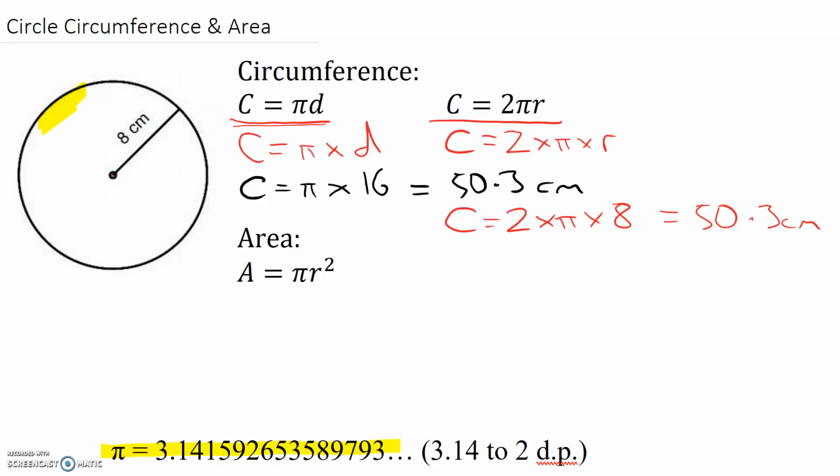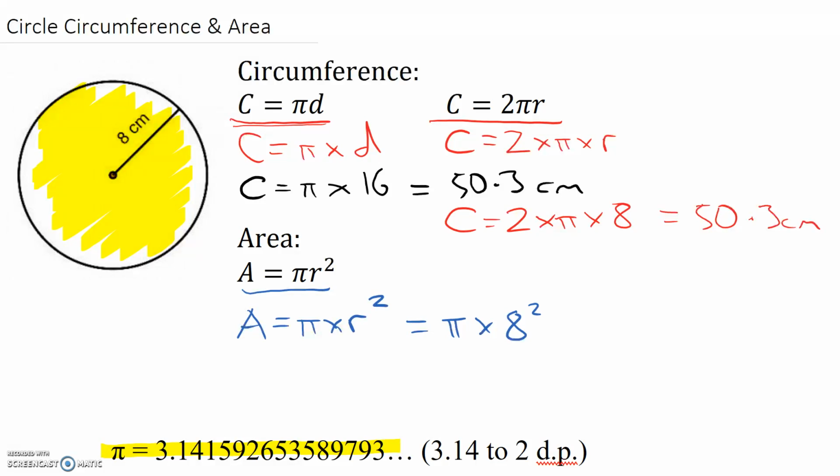So remember, the area means the area enclosed by that circle. So this time we're going to use our formula that says A equals pi r squared. So the area is equal to our number pi again, but this time times the radius squared, or times the radius times the radius. So area equals pi times r squared. So let's do that for this circle here. That means we're going to get pi times 8 squared, or 64. So our area will be pi times 64.